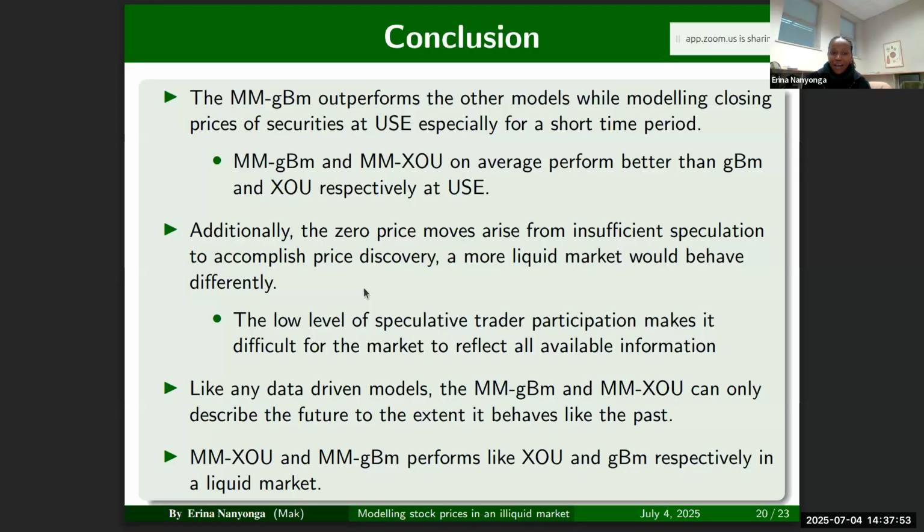So like any other data-driven model, the combined models that we used can only describe the future, depending on the fact that it behaves like the past.